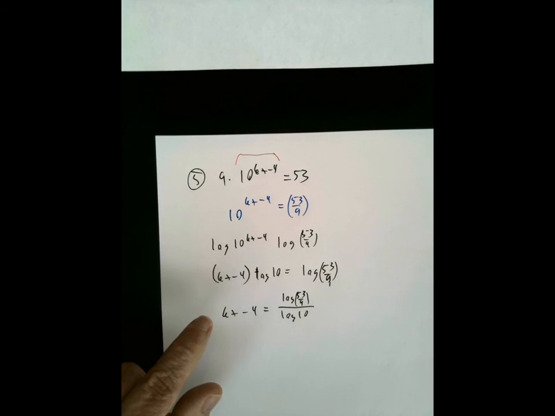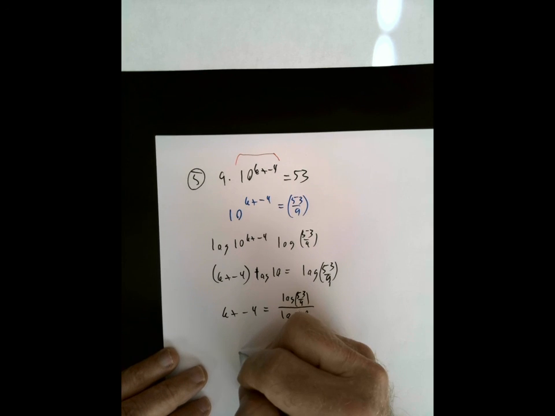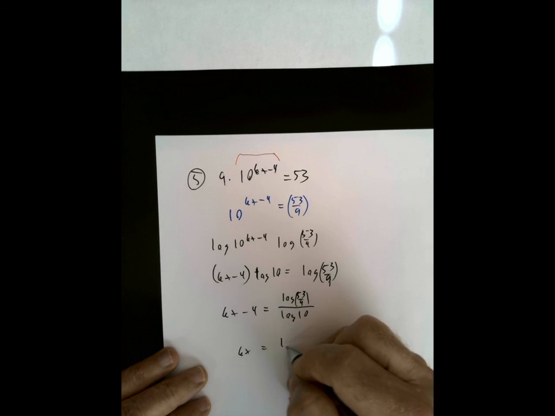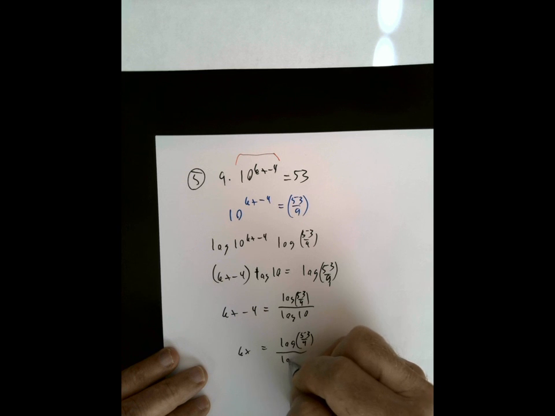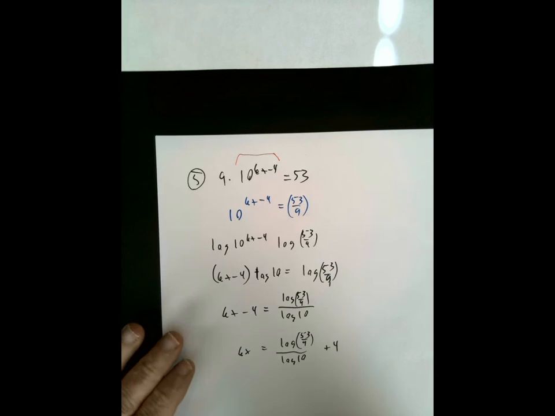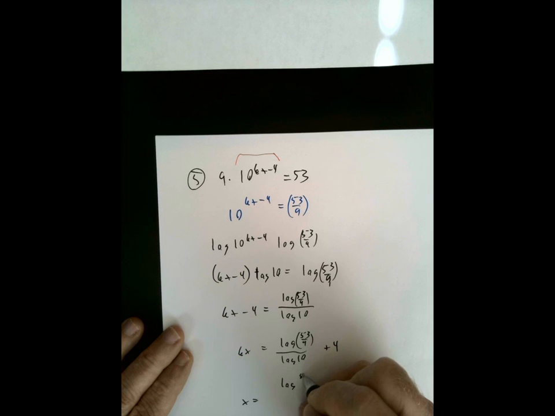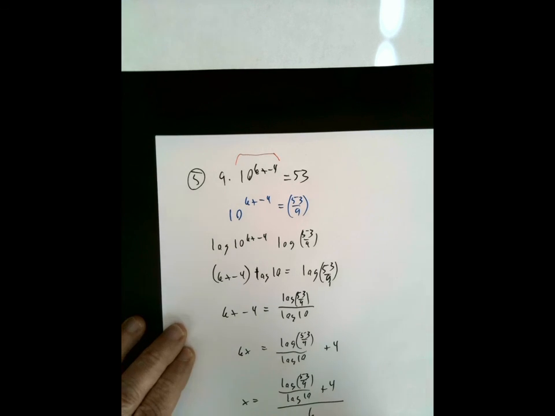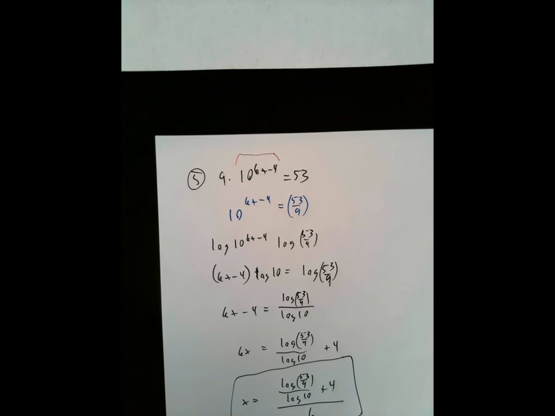And now here, we just add 4 and divide by 6, right? So that's 6x is equal to log 53 over 9 divided by log 10 plus 4. So we just added 4. Now we divide the whole shebang by 6. X is equal to log 53 over 9 divided by log 10 plus 4, and then this whole thing has a 6 on the bottom. Now, I know that's very awkward looking, but that's the way we will write the exact answer.